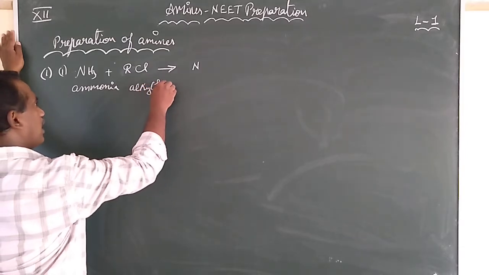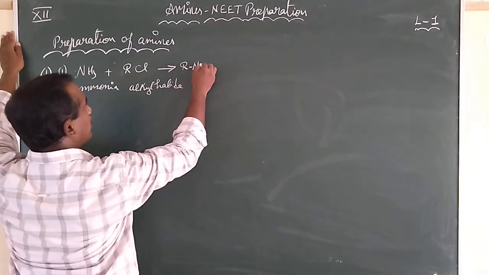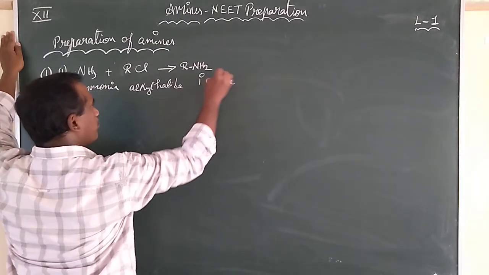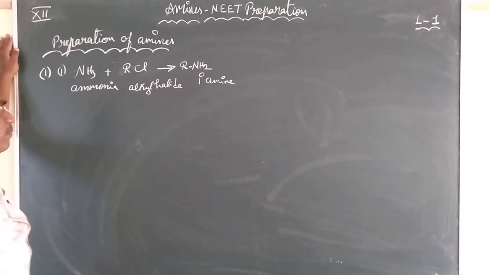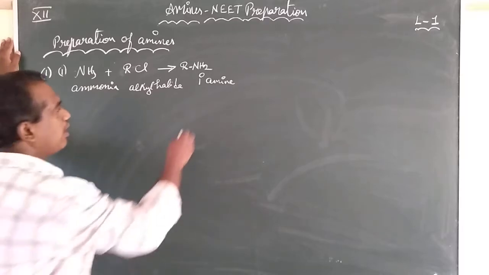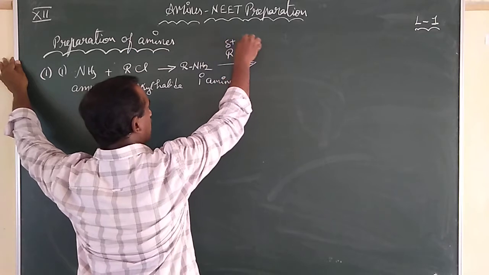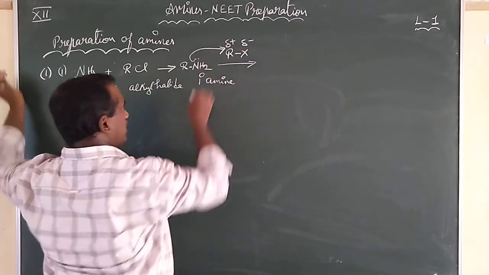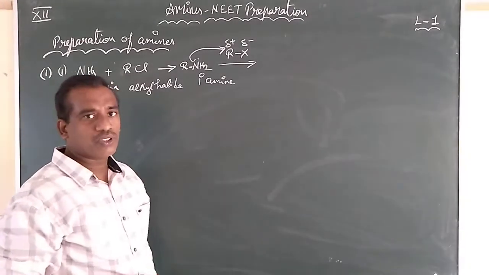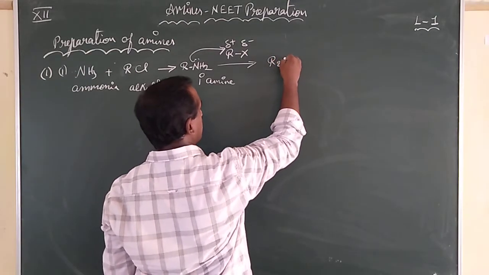Alkyl halide acetate. What can it form? It can form NH2. It is able to form a primary amine by removing HCl. So ammonia is first reacted with the alkyl halide to form the primary amine. This primary amine further reacts with an alkyl halide. So the lone pair present here will be donated to the alkyl group, which is electrophilic in nature, and that results in the formation of the secondary amine.